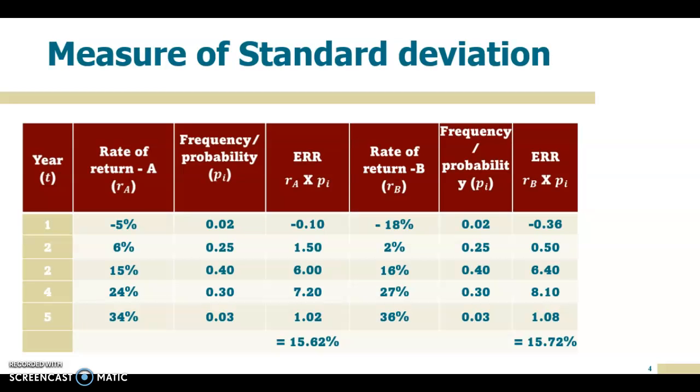Here we are going to measure and compare two investments, asset A and asset B. Based on probability, the expected return of asset A is 15.62% and asset B is 15.72%. That comes from the rate of return multiplied by the probability of return, and then the sum of the expected rates of return from the period of 5 years.